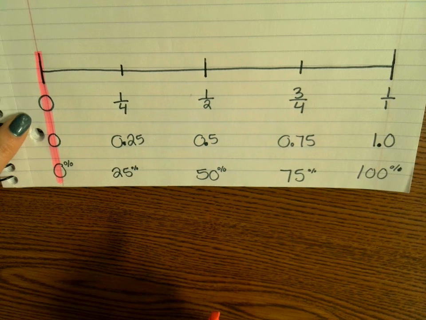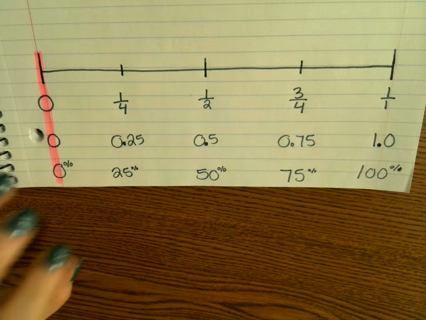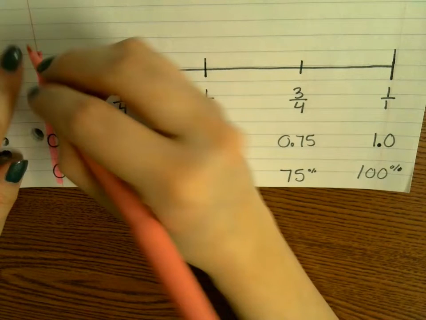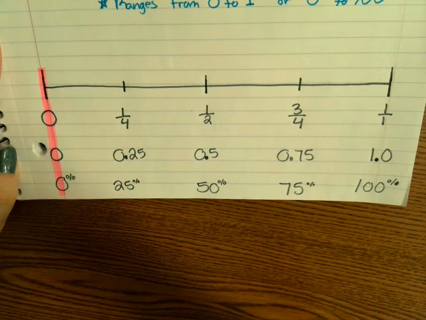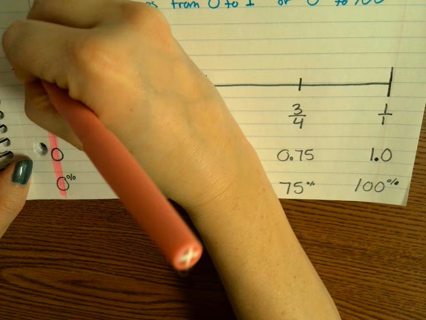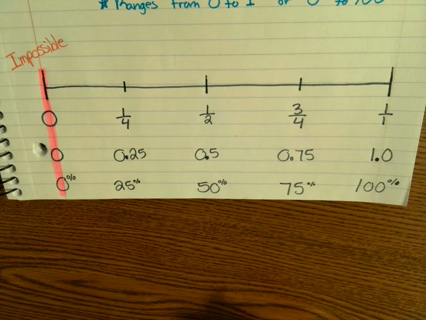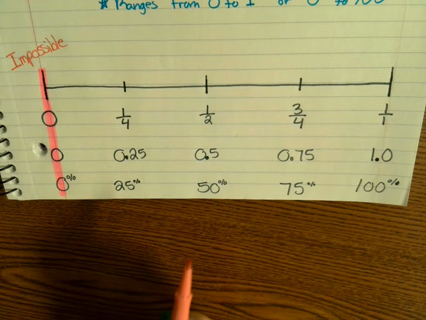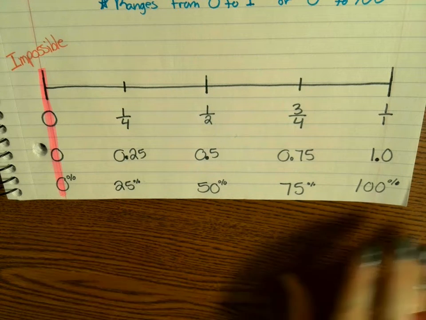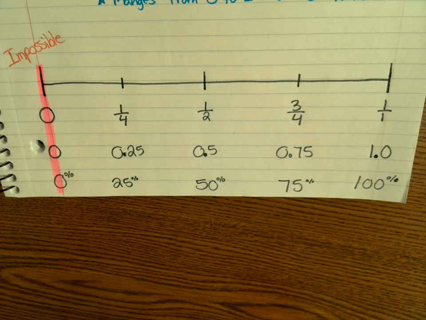0 or 0% is being included in this, and we call this position right here impossible. This position right here is labeled impossible. The reason it's labeled impossible is because if it's got a 0% chance of happening, that means it is impossible for it to ever happen.